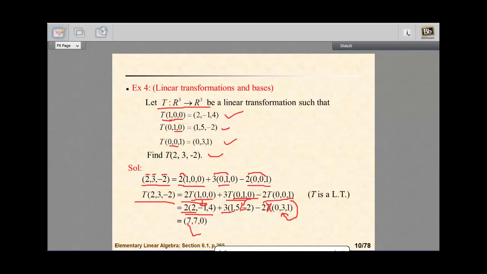Similarly, what is the next one? 2 times 1 is 2, minus 2, and 3 times 5 is 15, and next, 2 times 3 is 6, minus 2 times 3 is 6, and when you add, we will get 7. And the last one will be 2 times 4 is 8, and 3 times 2 is 6, minus 6, and lastly 2 times 1 is 2, minus 2. If you add all of them, you will get 0. So 7, 7, 0, we got it. So the transformation of (2, 3, -2) is equal to (7, 7, 0).